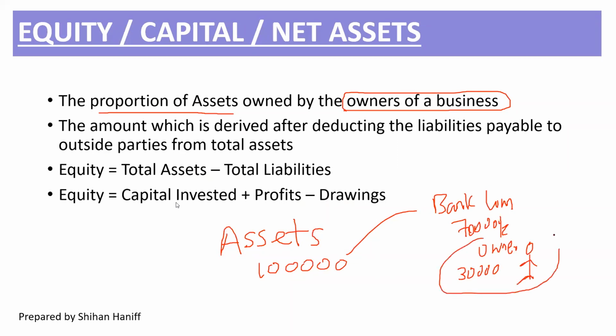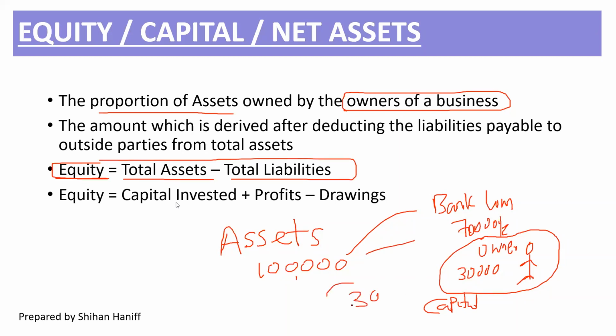So how do you calculate the owner's share, how much belongs to the owner, which is called capital? Capital means the equity. Equity is equal to total assets minus total liabilities. So you will get how much belongs to the owner. From 100,000 minus 70,000, you get 30,000. So that is called capital.